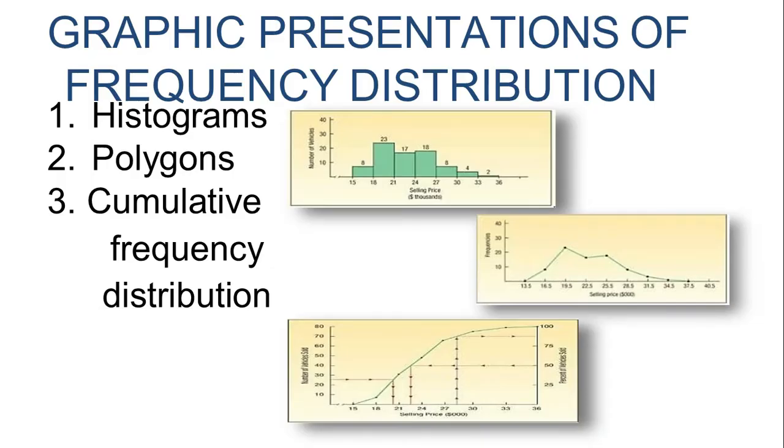Now there are three ways to present a frequency distribution. First is a histogram, where we use a bar type of graph. Next is polygon. And third is cumulative frequency distribution. As we know, in cumulative frequency distribution we add the below data. So after adding the data below in the table, we will get ascending order of the table. So this is the cumulative frequency distribution table at the bottom.